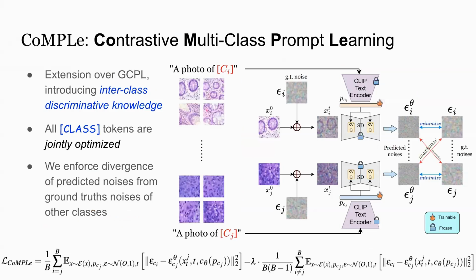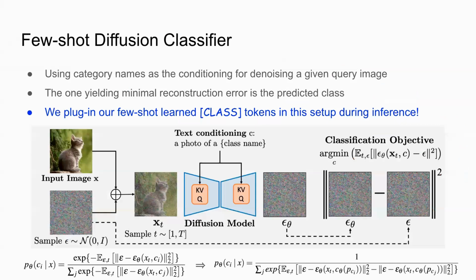We further improve it by proposing COMPL or contrastive multiclass prompt learning that introduces a simple interclass contrastive constraint that enforces divergence of these denoised outputs across different classes, as shown in the figure. Finally, we plug in our learned class tokens and leverage a diffusion classifier framework during inference.